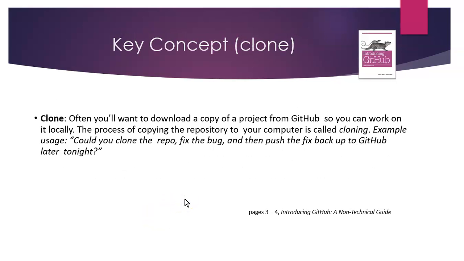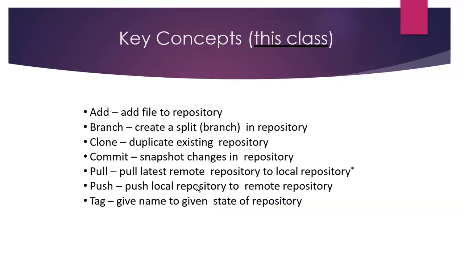Then there's clone. Clone is how you get the code down to your machine. You want to download a copy of a project, so you say, could you clone a repo, fix the bug, and push it back? And here are the key concepts we'll encounter in this class. We'll encounter add, which is add a file to a repository. Branch, create a split branch in a repository. We won't actually use that much in this class.